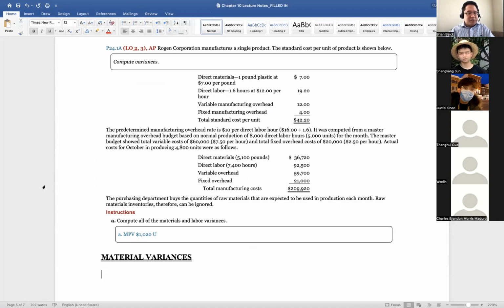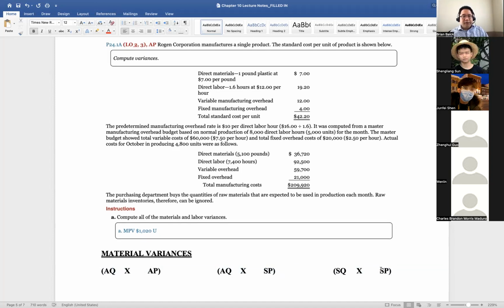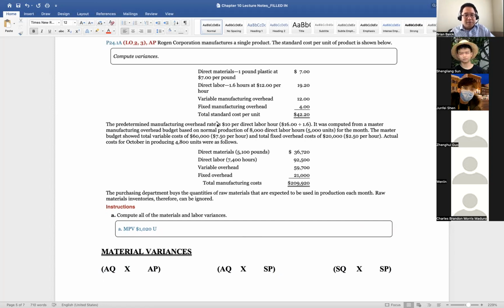Okay, so even before I start, I already know AQ times AP, AQ times SP, SQ times SP. Even right off the bat, before you start, you know that when they ask you to figure out variances, you always set it up like so. Okay, so let's go ahead and read this problem now.